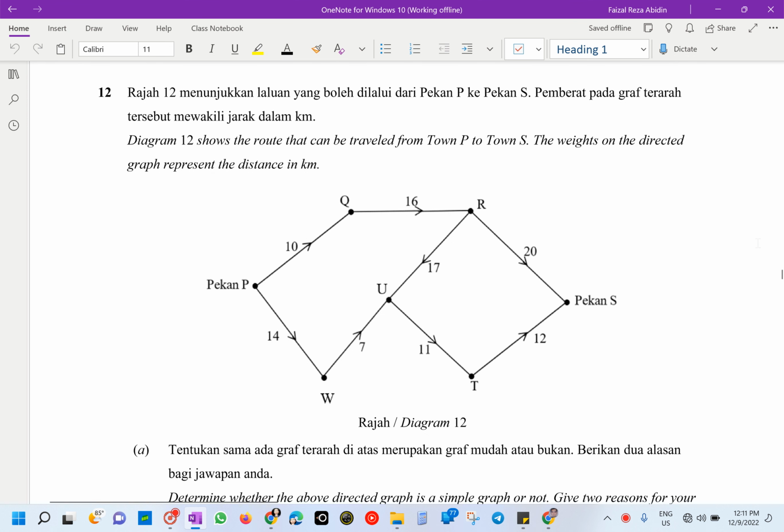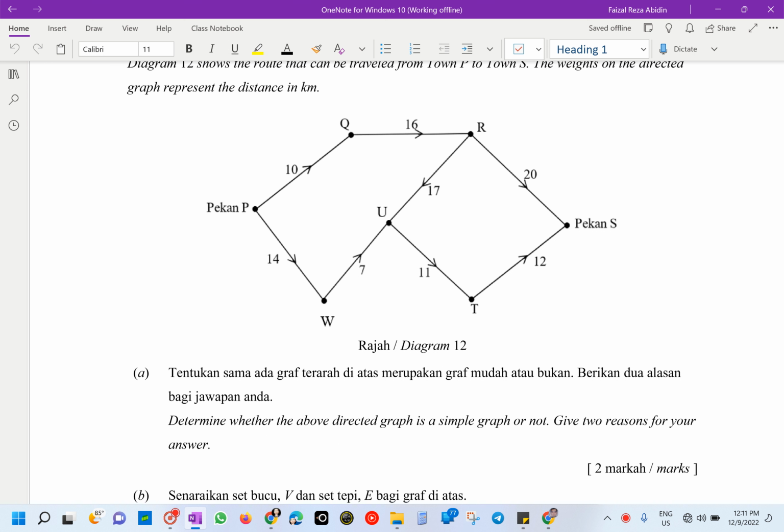Okay, so we continue our questions, number 12 over here. The diagram 12 shows the route that can be traveled from town P to town S. The width on the directed graph represents the distance in kilometers. Determine whether the above directed graph is a simple graph or not. Yes or no? Yes, it is a simple graph.